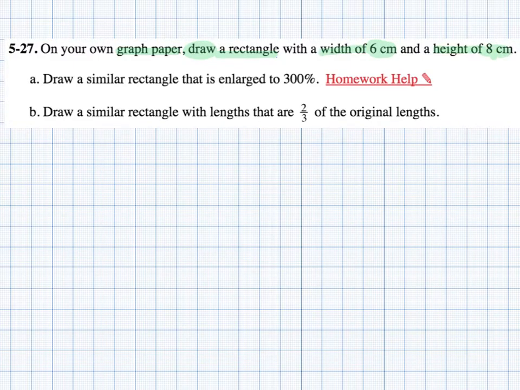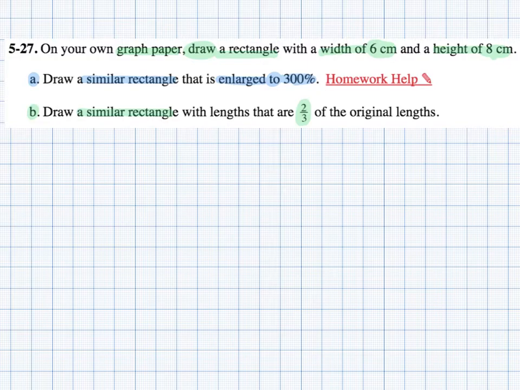Okay, so examples A and B are different. Example A says we're going to draw a similar rectangle that is enlarged, specifically to 300%. Enlarged means larger, and they did give us more than 100%, so it makes sense. And then for example B, they said draw a similar rectangle, but this time it's 2/3 of the original length. That's less than 1 whole, so what would that look like?